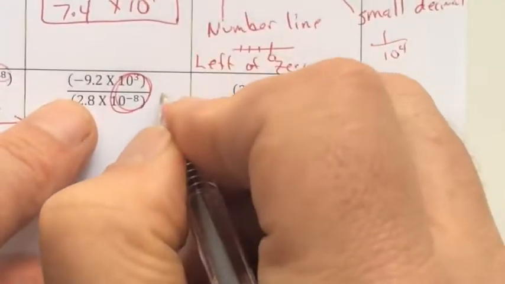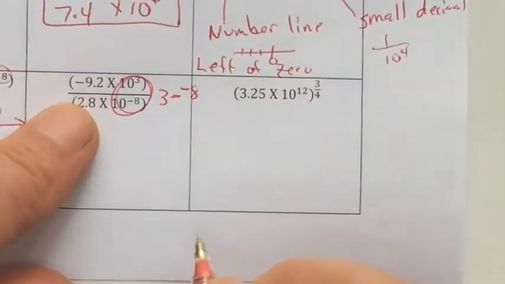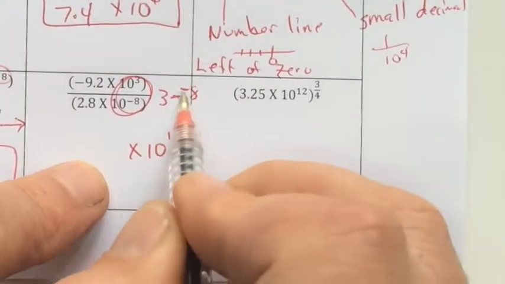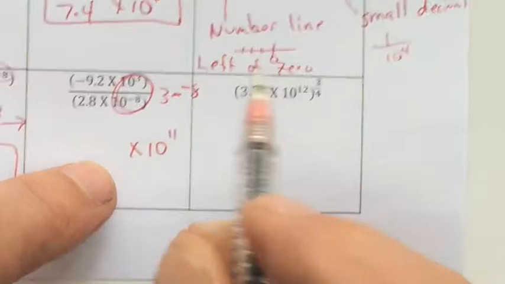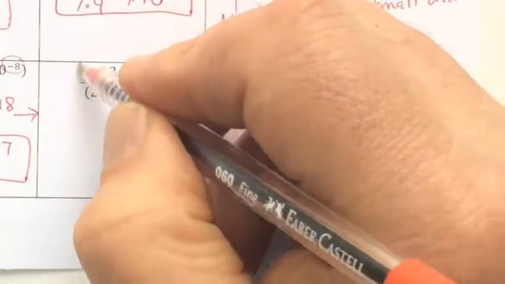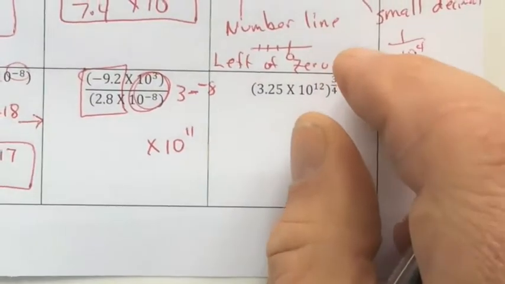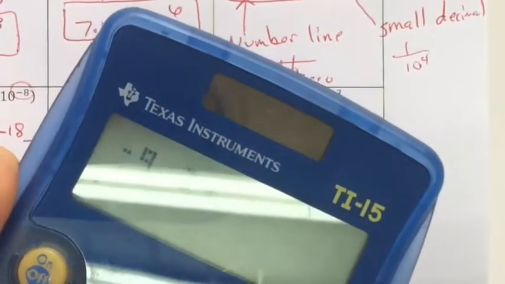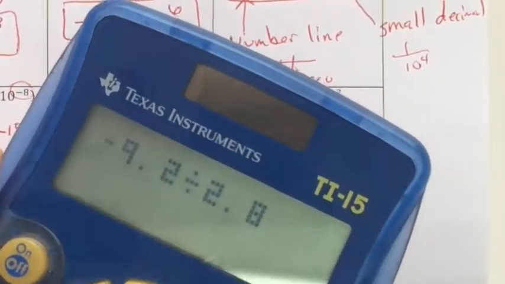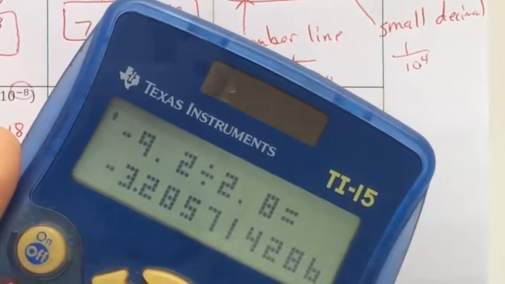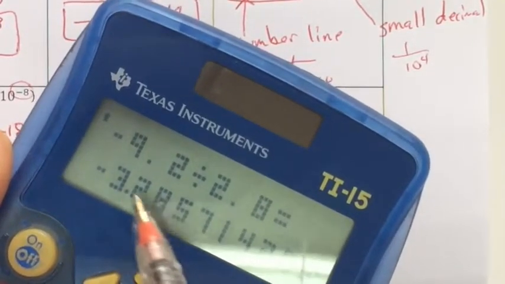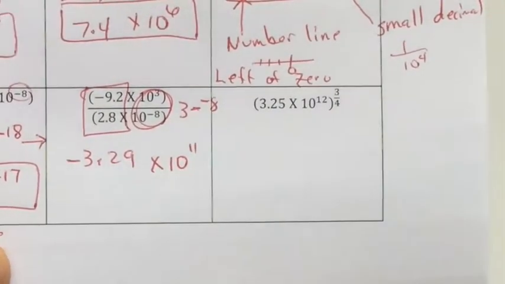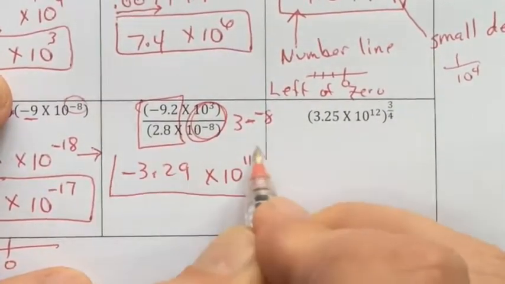Division is subtract. 3 subtract negative 8 is positive 11. If you're bad at that, put it in your calculator. And then this part definitely is going to go in. Negative 9.2 divided by 2.8 is negative 3.29. So we've got negative 3.29. Okay, great. That one doesn't have to be fixed. We're done. No in-between step.